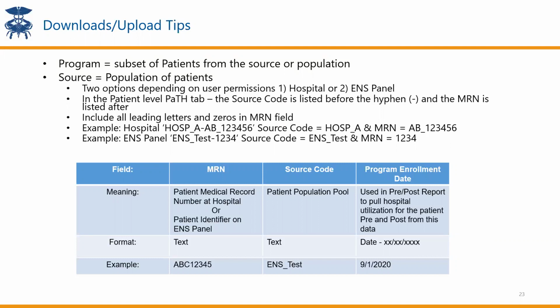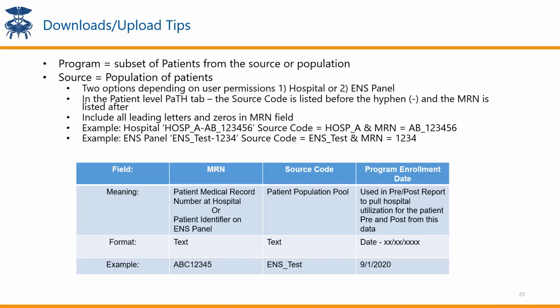I gave you 2 examples. If I'm a hospital user, my source code MRN combination might look something like hospital_A, and that would be the source code. Then you see that hyphen, and after that is the MRN, so the AB_1234556. If you're utilizing an ENS panel, your source code MRN might look something like the example shown on the screen, ENS_test, and that would be the source code, separated by that hyphen, and then the MRN is what comes after the hyphen, the 1234.